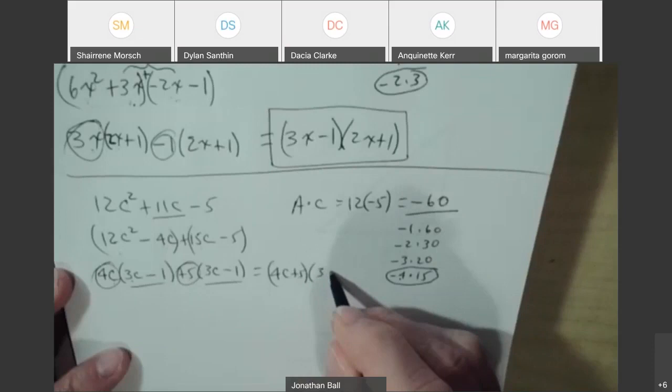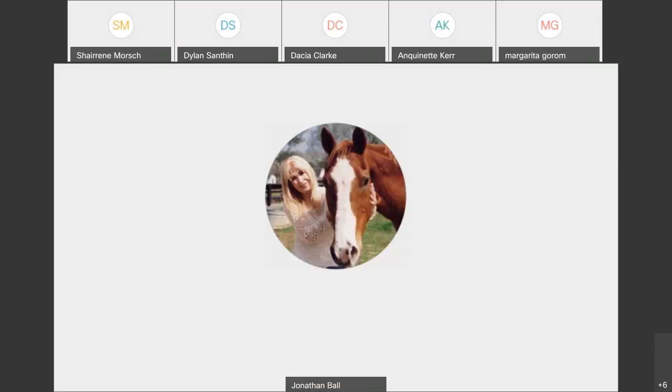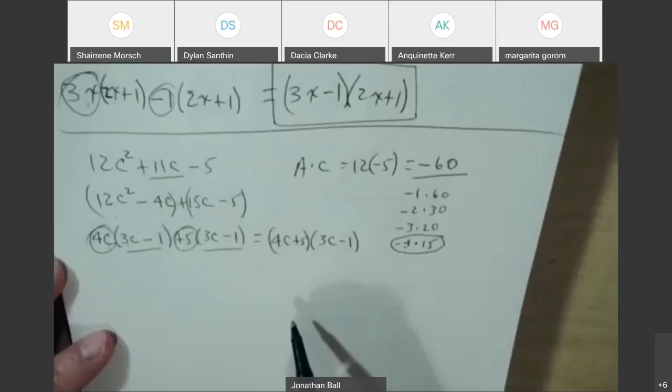Now, if you want to double check and make sure you're right, go ahead and do the distributive property here and see if it comes back up to this. But I ain't doing it.